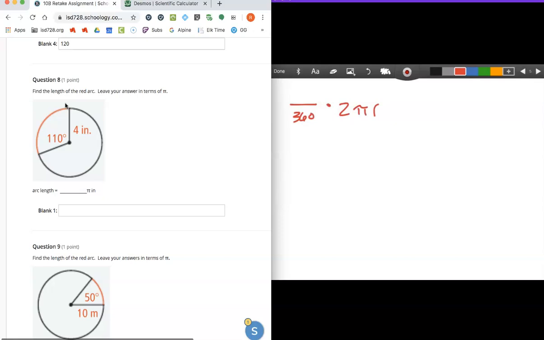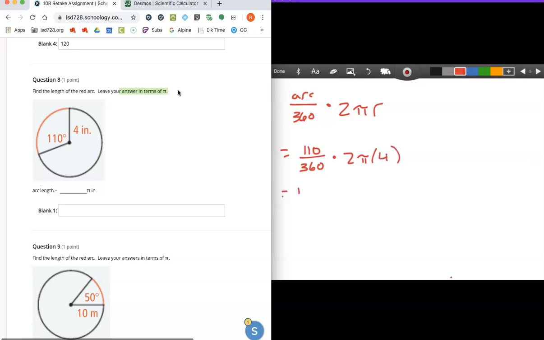Okay, so this time I'm going to put arc. So we have an arc of 110 degrees. We're multiplying that by 2 pi r. It does say to leave our answer in terms of pi. I'll show you how to do that in a second. 2 pi times the radius, which is 4.